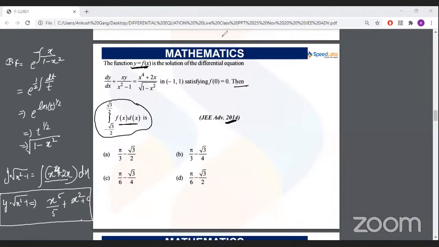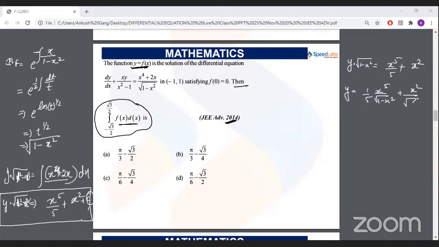Now f of 0 is given to you as 0. Putting x equals 0 over here, this will be again 1 minus x square, because the integrating factor is 1 minus x square. So we are getting f of 0 equals 0. That means c is equal to 0. Very good. So we are simply getting y into under root of 1 minus x square as x to the power 5 by 5 plus x square. So you can say this is your function f x.